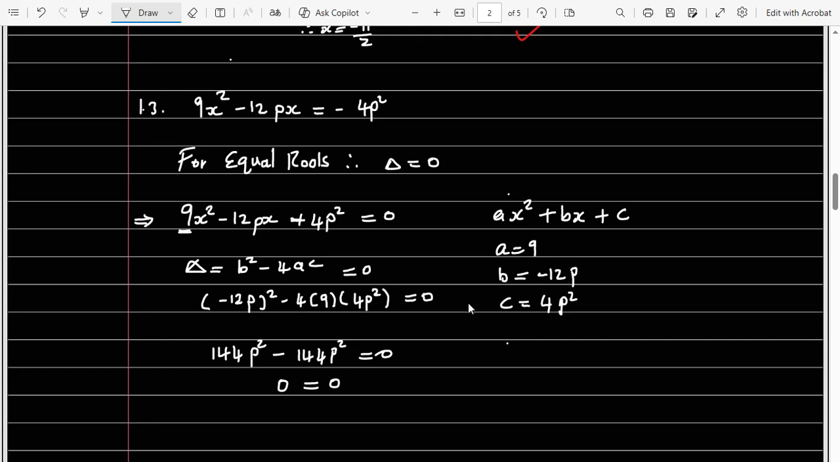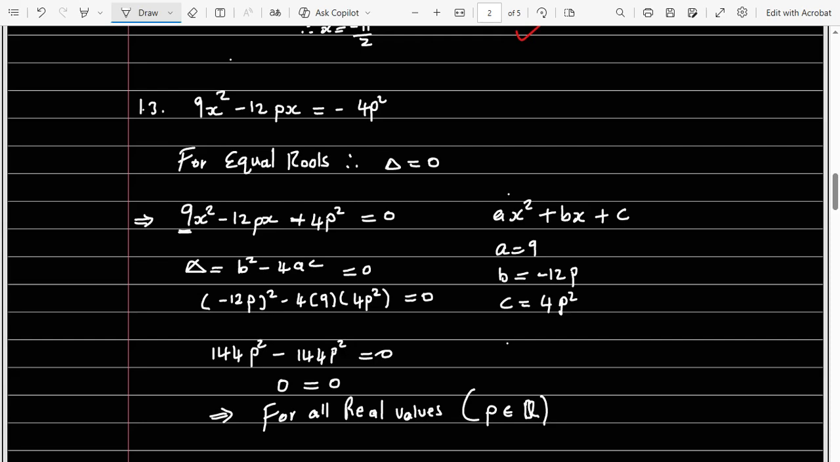When they ask for which values, since 0 is equal to 0, this tells you it's for all real values. If you get that your discriminant is 0, just know that it's for all real values. Therefore you can write that p must be an element of real numbers. I hope you understand how we did this.